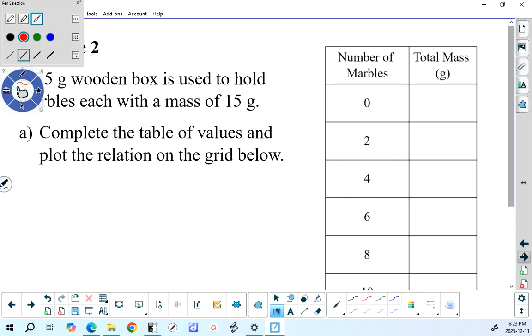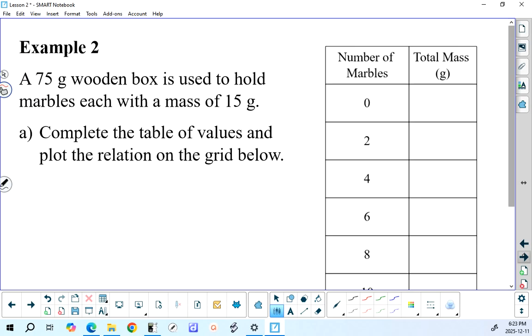All right, example 2. A 75-gram wooden box is used to hold marbles. The mass of every marble is 15 grams. Complete the table of values. Well, when there's no marbles, the total mass will be 75 grams.